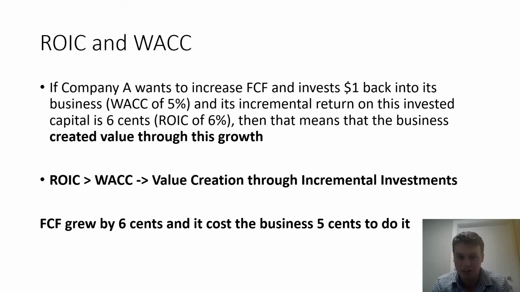So in this case, ROIC is 6%, WACC is 5%, and that means that the business has created value through this growth. And we can think of ROIC as IRR in this case. When you compare IRR to WACC, if IRR is above WACC, it's an NPV positive investment. We should pursue it. If ROIC or IRR is below WACC, that's an NPV negative investment, and we shouldn't do that. But in this case, ROIC is above WACC, so this is value creation through incremental investments, because free cash flow grew by 6 cents, but it only cost the business 5 cents to do it.